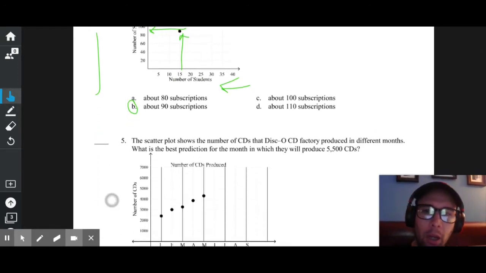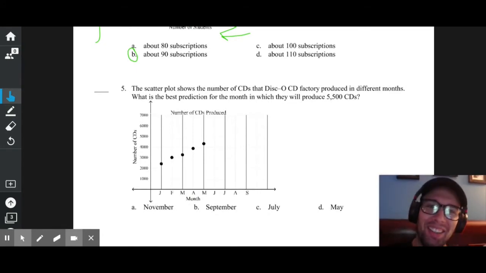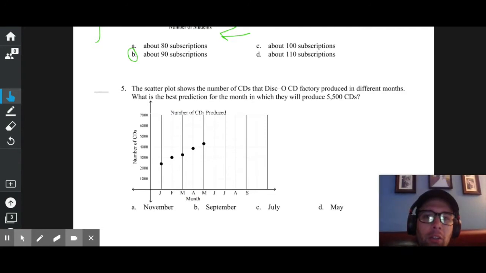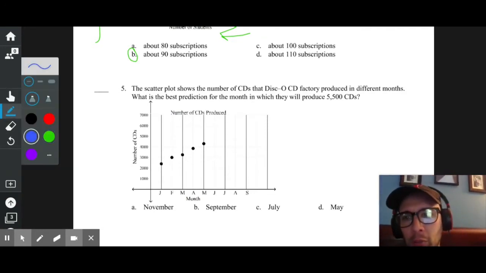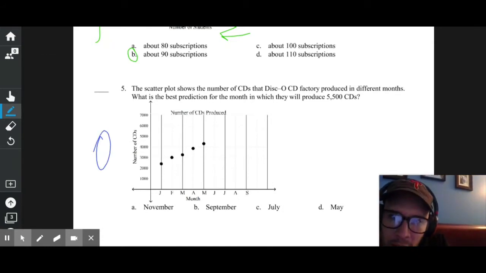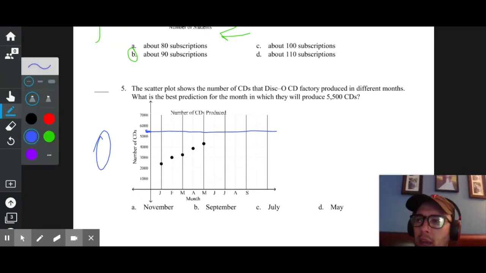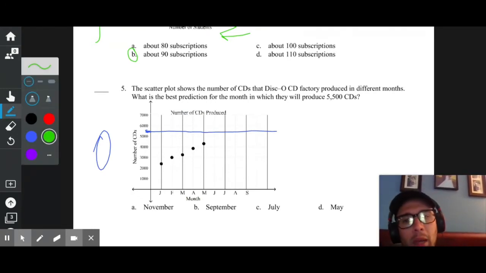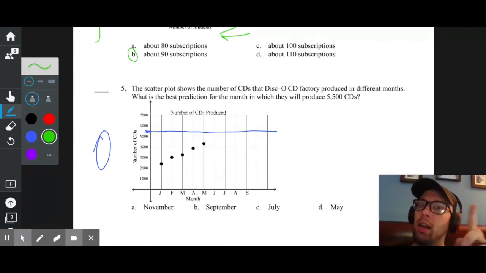The scatter plot shows the number of CDs that Disco CD Factory produced in different months. What is the best prediction for the month in which they produced 5,500 CDs? Here's my number of CDs. 5,500 would live right around here, but oh no, I don't have a dot there. So this is what I have to do. I have to make a line that best fits the dots that I already have. A line of best fit.